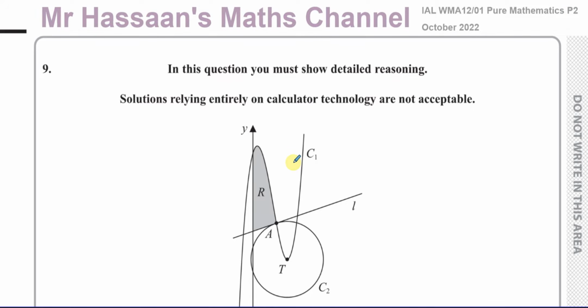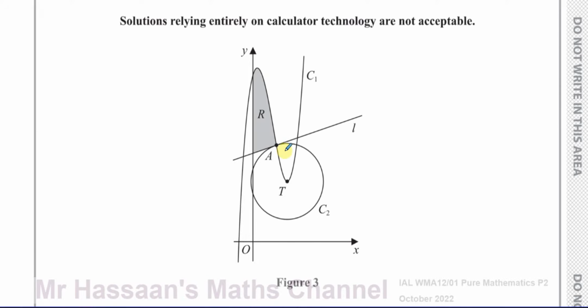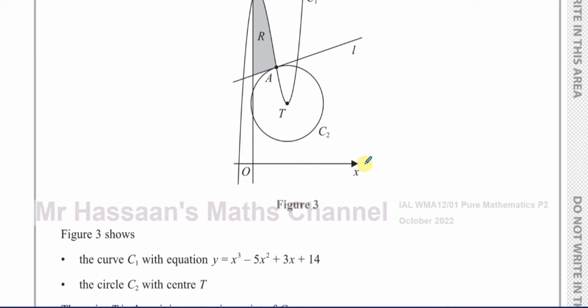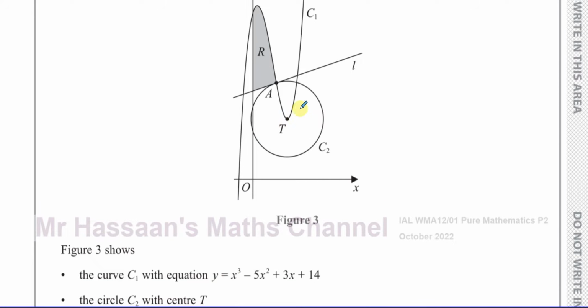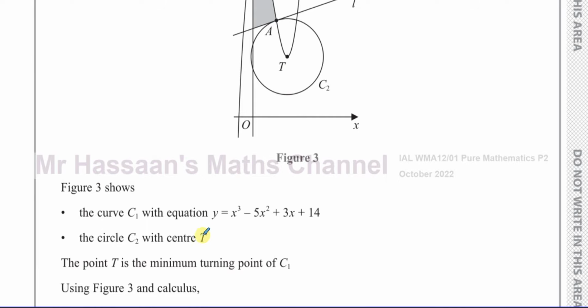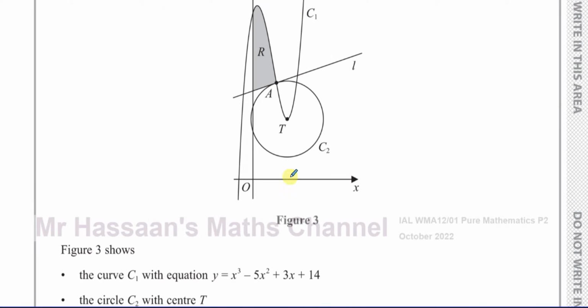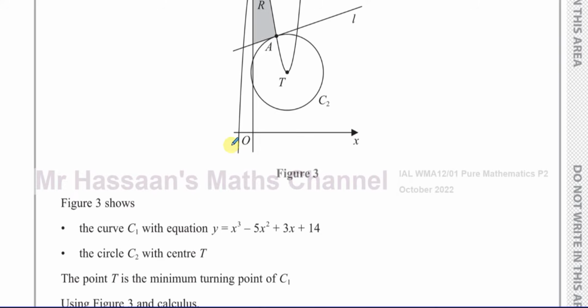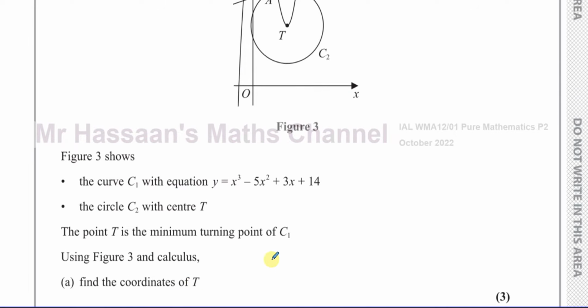I'm now going to answer question number 9 from the October 2022 Pure Mathematics P2 paper from Edexcel, International A-Level. This question is about this circle, this curve and the straight line. It tells us that the curve C1 has the equation y equals x cubed minus 5x squared plus 3x plus 14. The circle C2 has a center T, and the point T is a minimum turning point of the curve C1. Using figure 3 and calculus, find the coordinates of T.